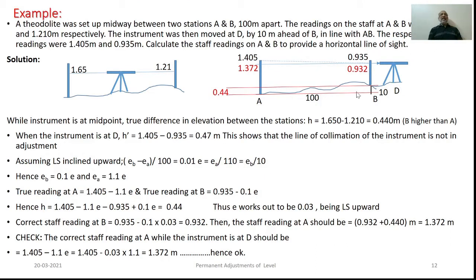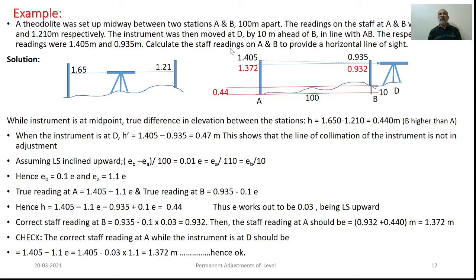The concept that we discussed can further be elaborated by attempting this particular example. So here the Theodolite was set up between these two stations A and B, 100 meter apart. The readings obtained are 1.65 and 1.21 respectively. The instrument was then moved to, say, distance D, which is 10 meter ahead of this particular AB. The respective staff readings obtained are 1.405 and 0.935.